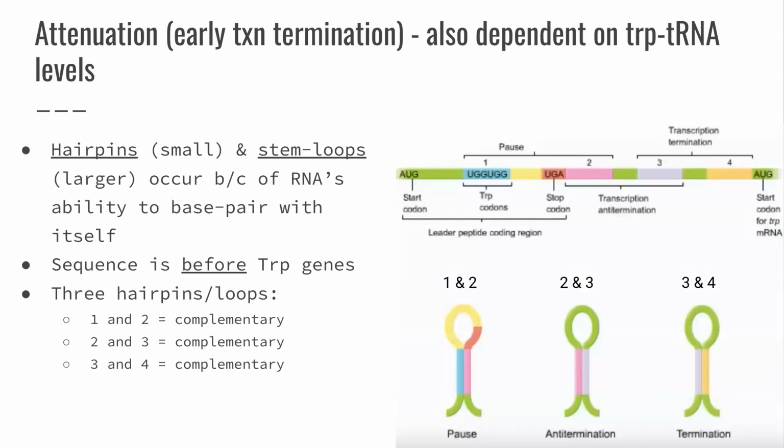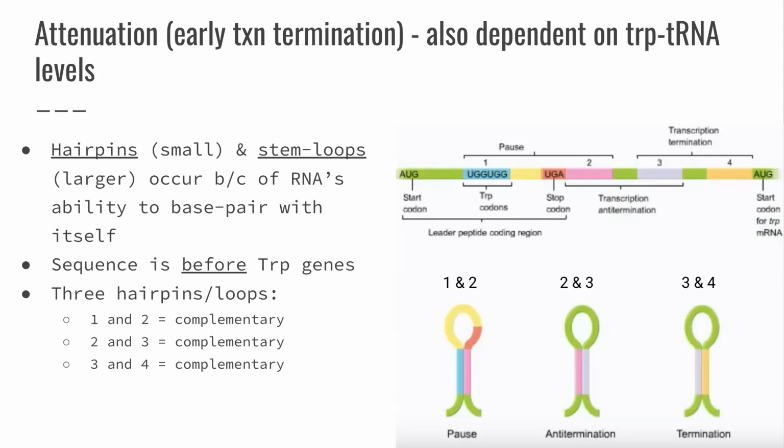All right, so then we have attenuation, which is early transcription termination. This is also dependent on TRP tRNA levels. So RNA can base pair with itself, and these occur in the form of hairpins, which are small, and stem loops, which are larger. And these sequences are before the TRP genes where attenuation will occur.